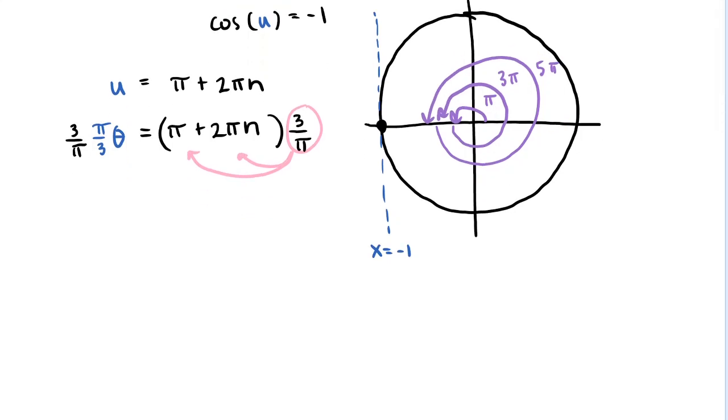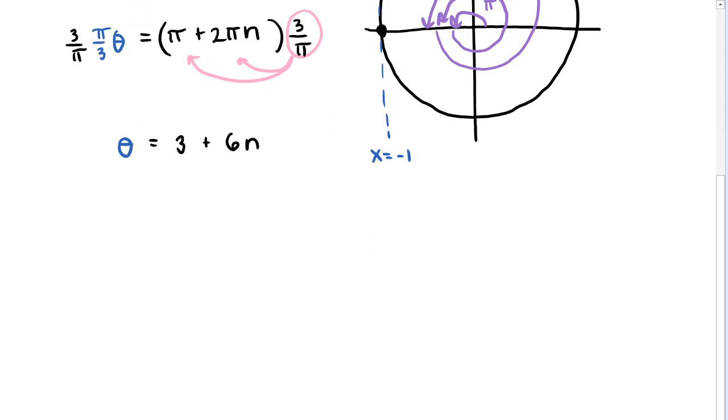And so on the left side, we end up with theta. And on the right-hand side, well, pi times 3 divided by pi, that's just going to be 3. And then 2 pi n divided by pi, well, that's going to give us 2n, and that's still multiplied with 3. So this gives us 6n. Where n, these are just whole numbers, right? 1, 2, 3, 4, 5, -1, -2, -3, -4, -5, and 0. Right, so maybe I'll just list out some solutions here.